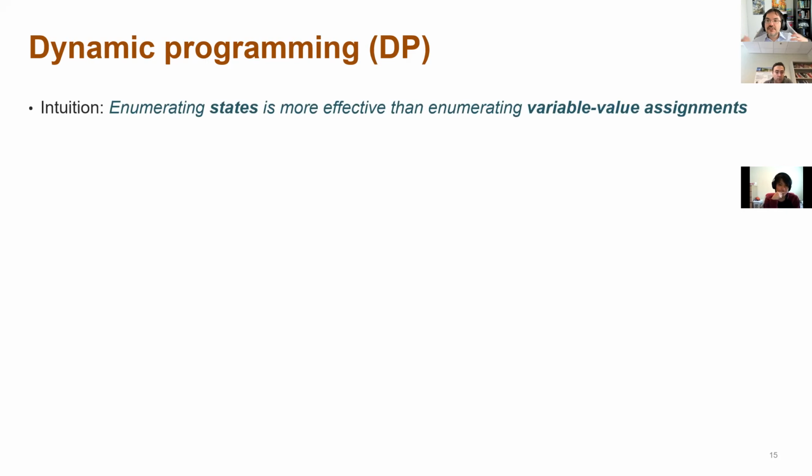Okay, so what is the intuition about DP? So when you're solving a MIP, right, when we are all solving MIPs, what we are doing is that we are enumerating variable value assignments, right? So think about the branch and bound, right?